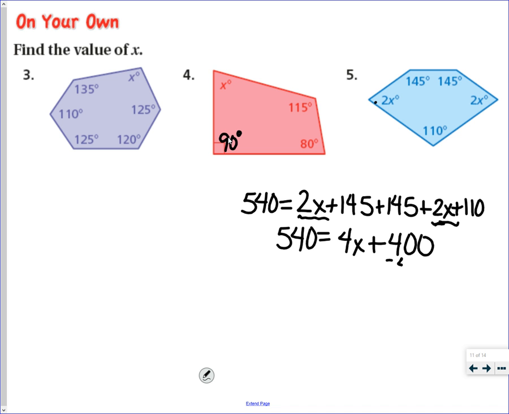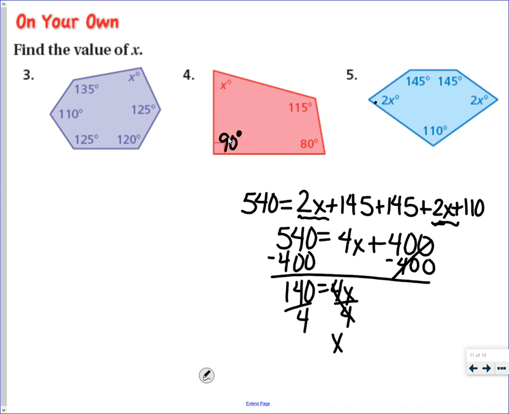We can solve this. I can subtract 400, so 140 equals 4x, and then divide by 4. So 140 divided by 4 would give me 35. If I'm just looking for x, I'm done. If I'm looking for the angles, I would have to go back in and say 2 times 35 would be a 70-degree angle, and so would this one. And then I could check it by adding all of those up.